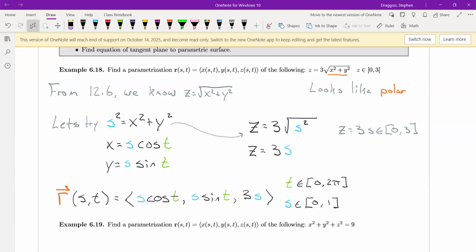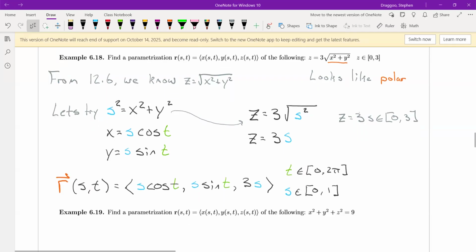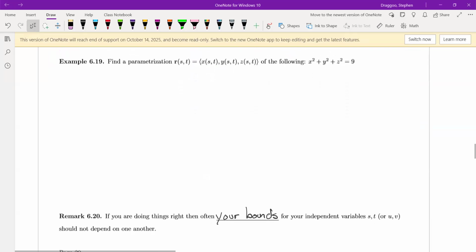All right, our next example, which is going to be another parameterization. This time, we're after x squared plus y squared plus z squared equals 9. And again, going back to what I know from section 12.6, where we did quadratic surfaces, we know this thing's a sphere. You probably didn't even need to go back to that section specifically. Equations of spheres are pretty common. You might have just known this was a sphere right away.